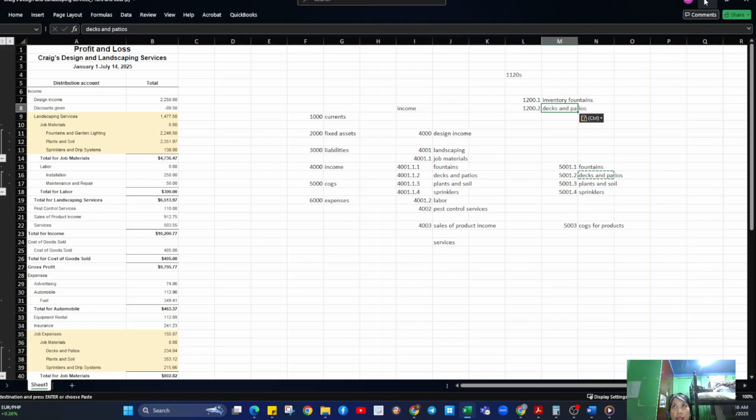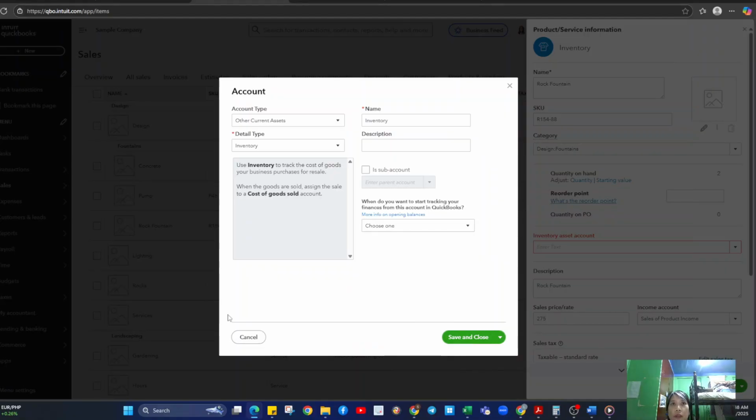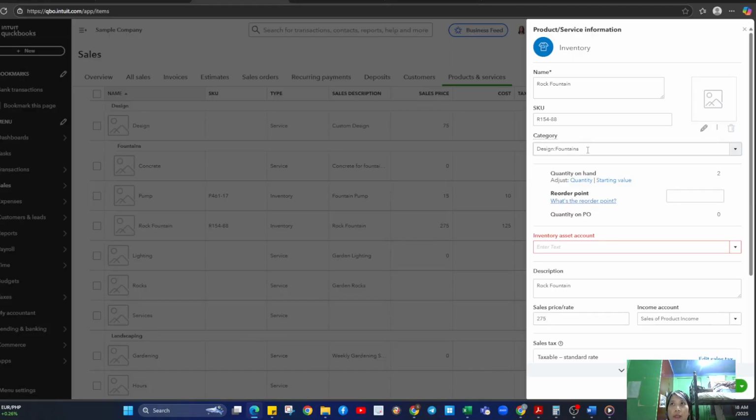The reason behind it is because we have to cancel. For instance, this one, fountains. So it's correct. Here, in terms of putting this one, it's just plain inventory asset. But if we put here, be more specific, putting it under inventory fountain, there would be matching. So for instance, I have to close this. This one is fountains because there is a category for fountains.